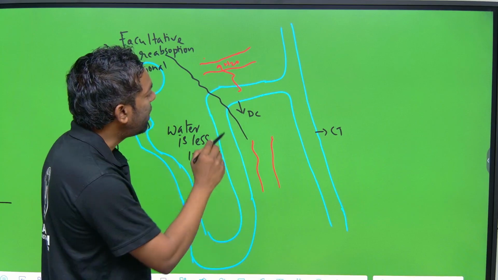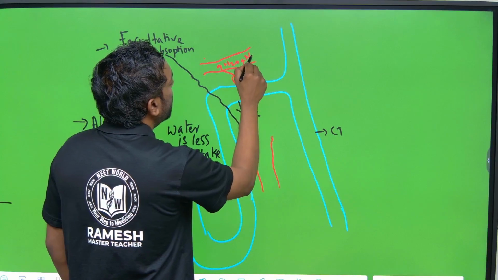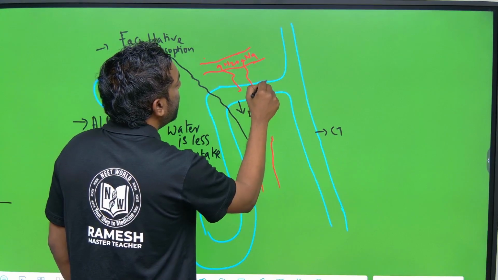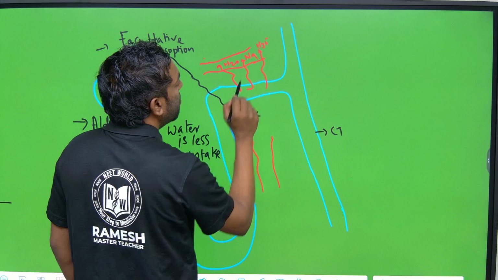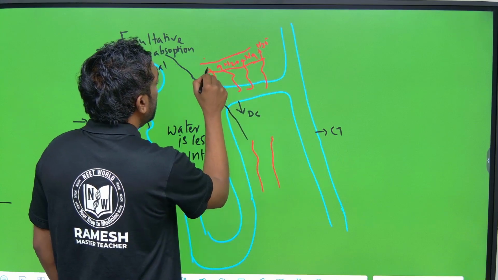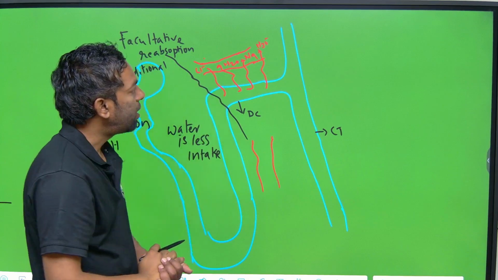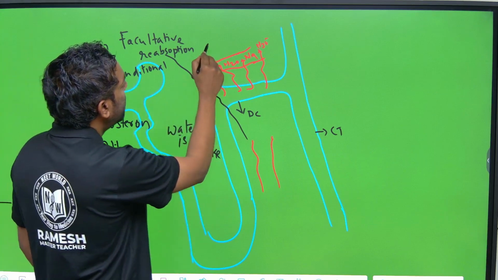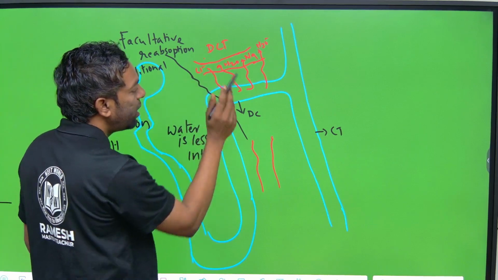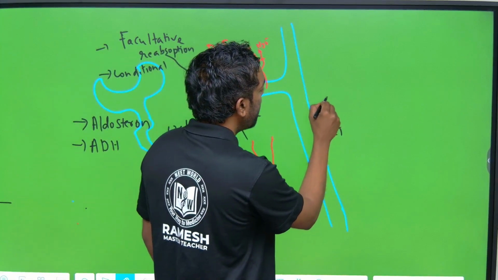Along with the water, sodium, bicarbonate and chlorine absorption is going to take place. Which part? The DCT. How is the reabsorption going to take place? We are going to discuss it.